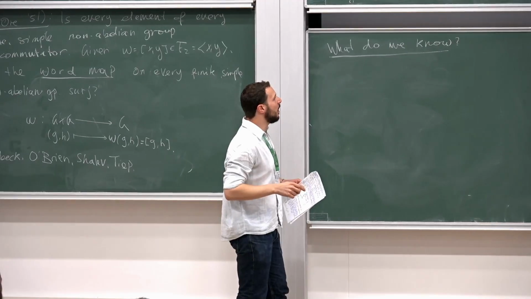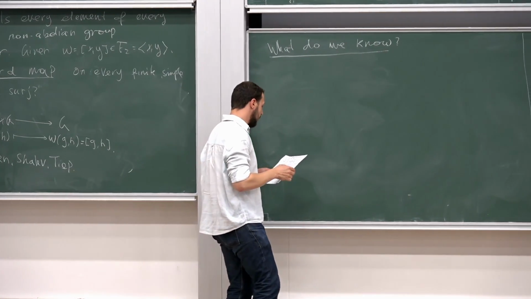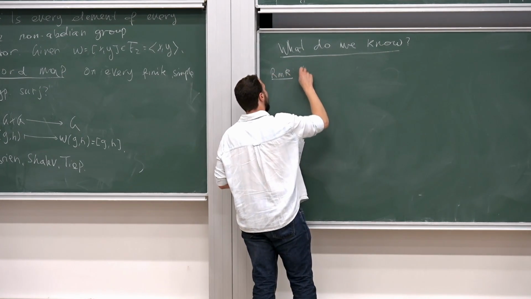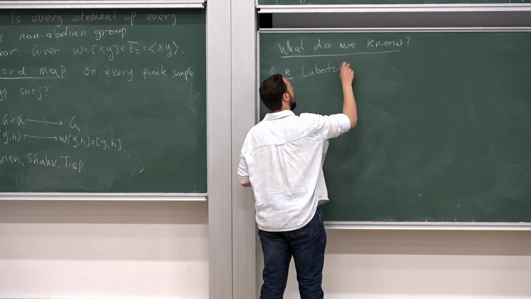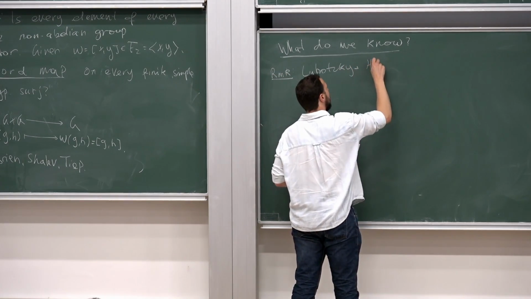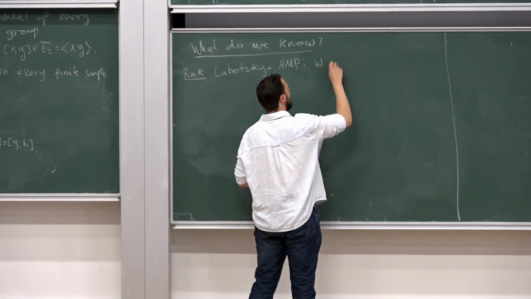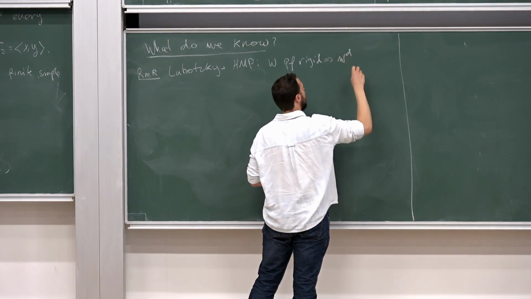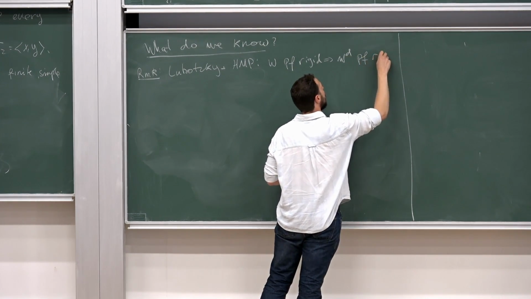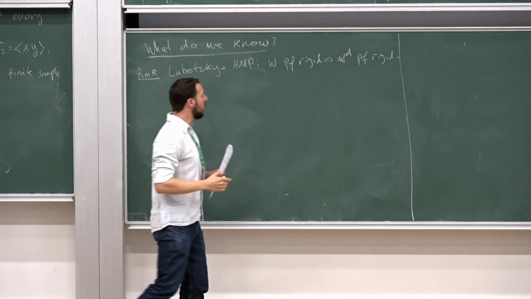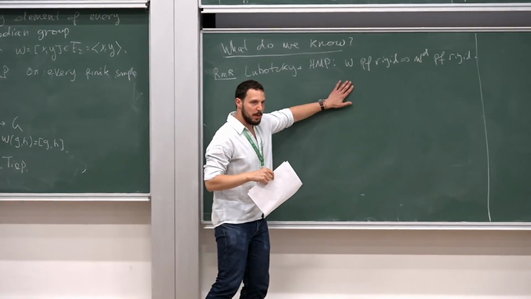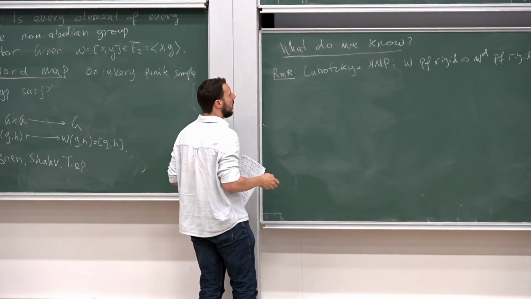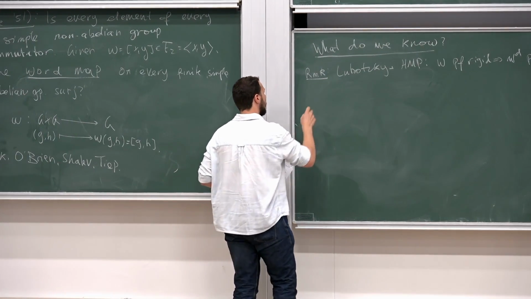So before I list the overwhelmingly small list of known examples, I should mention that by works of Alex, Hanany-Meir and Puder, we know that if W is profinitely rigid, then so is every power of W. So I will only be talking about words that are not powers. I might not always be saying this, but I always mean this. And the list of examples of words that are known to be profinitely rigid is the following.